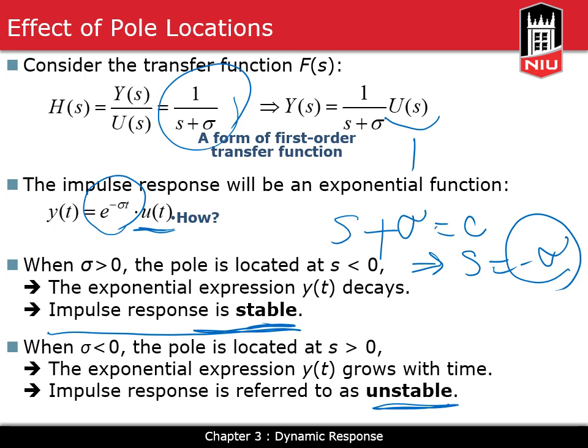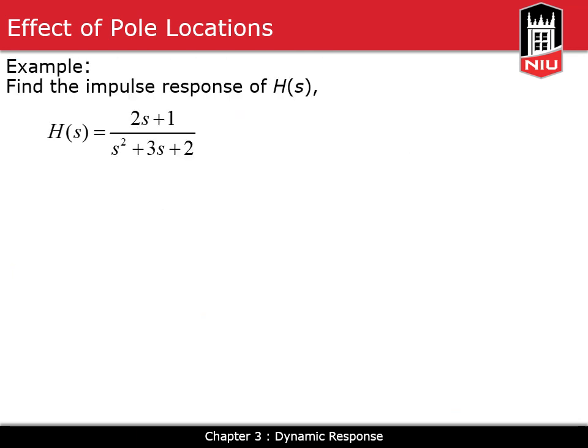Also, the magnitude of sigma will play an important role. Let's say sigma is positive. We saw that the response is going to be a decaying exponential. The larger the value of sigma, the faster that exponential will converge to zero. So that will also affect the shape of the response.